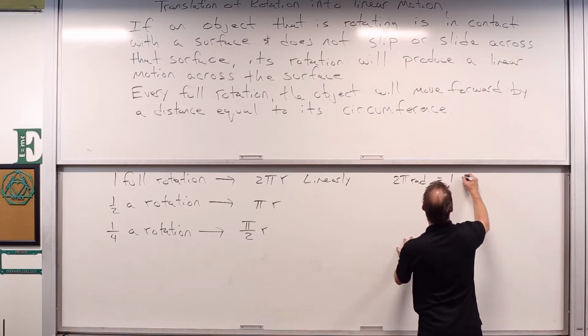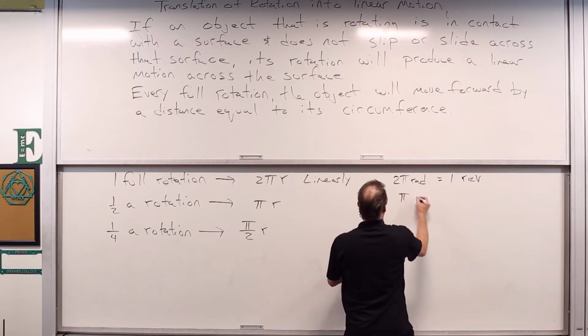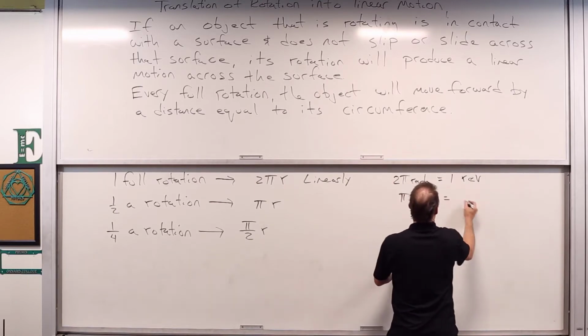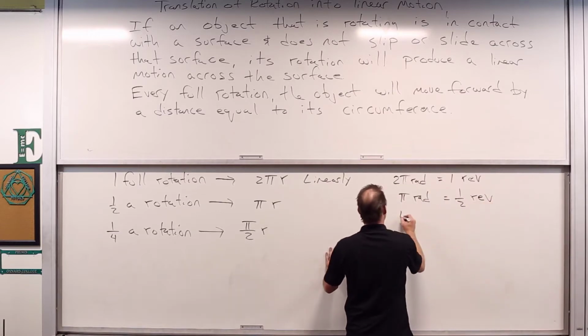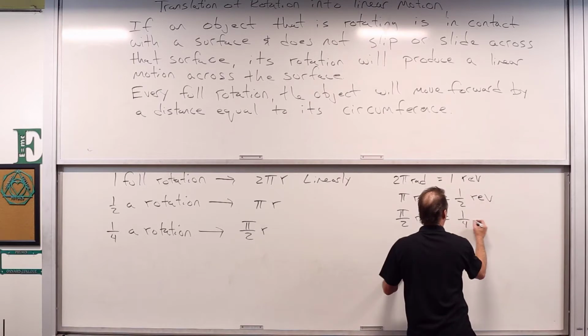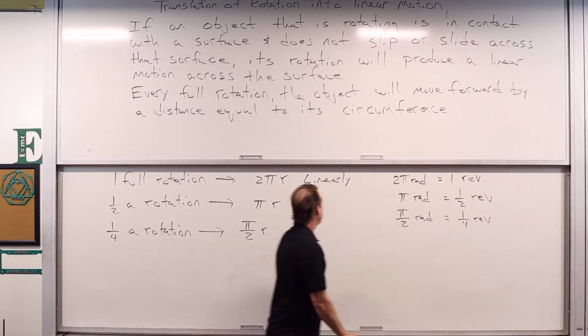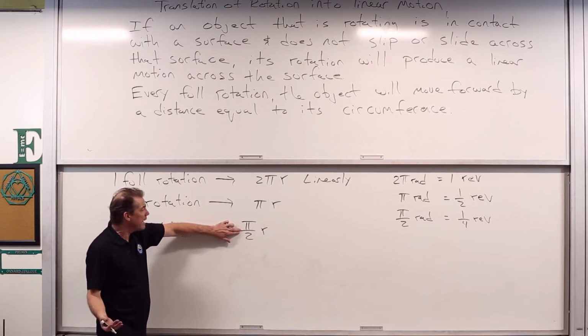1 revolution, we'll say. Pi radians is a half of a revolution. Pi over 2 radians is a quarter of a revolution. Hey, these are really angles here. Angles in terms of radians, right?